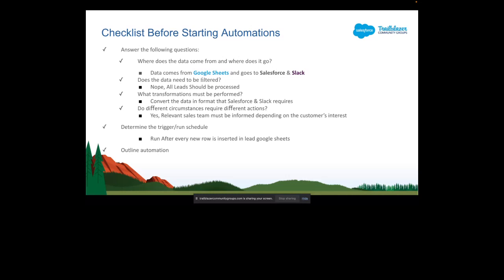And the last, but very important, question to ask yourself is to determine the trigger run or the schedule, right? Because MuleSoft Composer, depending upon the package you purchase, comes with a very restricted set of how many automations you can perform. So we have to be very cautious here. With that, I decided that whenever a new row is inserted in my Google Sheets, only then do I want my MuleSoft Composer to be triggered.